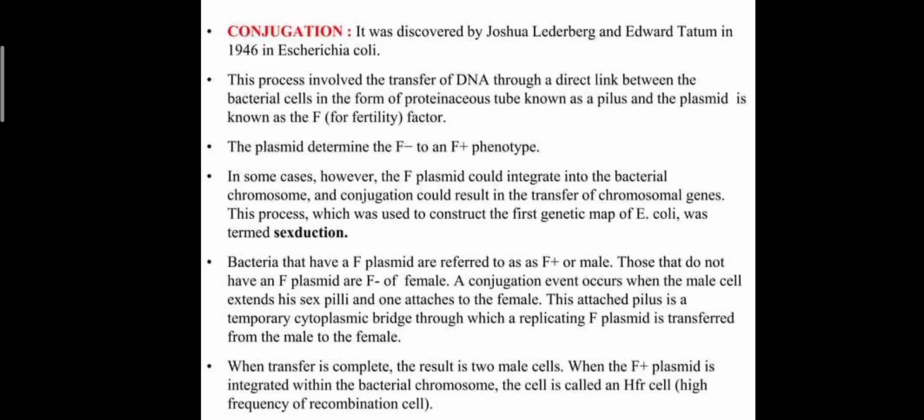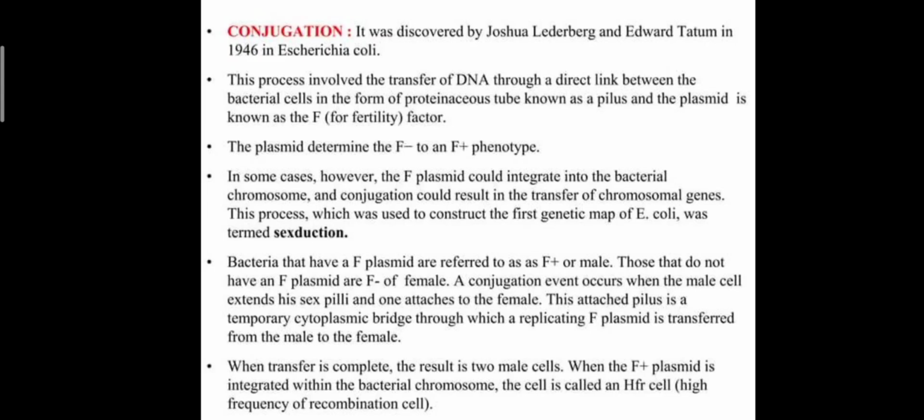In some cases, however, the fertility plasmids could integrate into the bacterial chromosomes, and conjugation would result in the transfer of chromosomal genes. This process, which was used to construct the first genetic map of E. coli, was termed sexduction. Bacteria that have a fertility plasmid are referred to as fertility positive or male. Those that do not have a fertility plasmid are fertility negative or female.